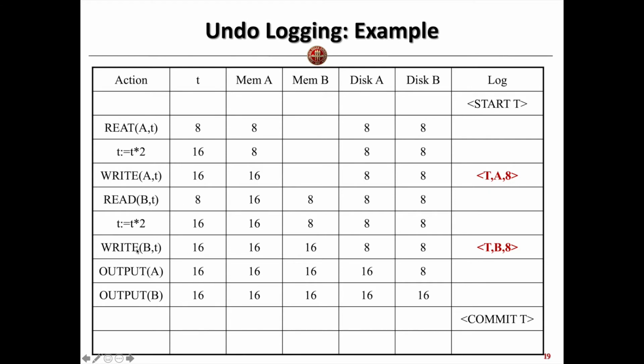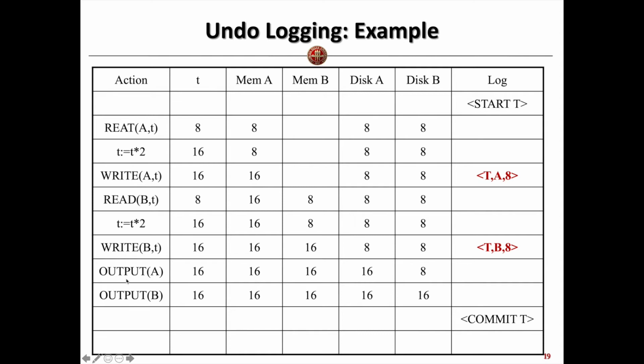And after we finish the write B, T, in other words, we copy the value from the T variable to the memory B, also because of this write-ahead logging rule, we have to add one more entry to the log file before we actually write this 16 back to the disk. So we have one entry, T, B, 8: transaction ID, element ID, and 8 is the old value for B. Before we write back the 16 to disk B, its old value is 8. We have to keep records of the old value before we write them back to the disk. So these two records follow the write-ahead logging rule.